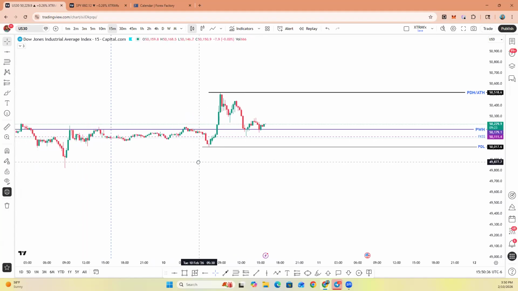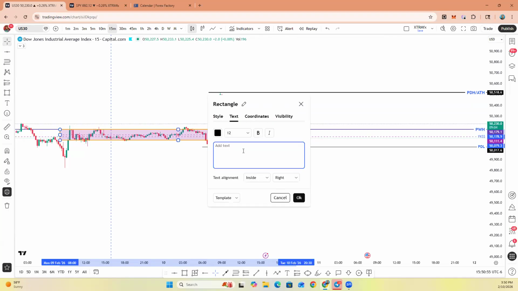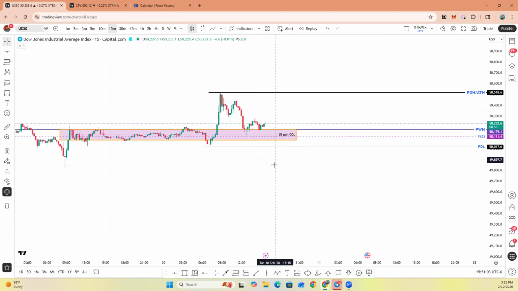What's my market structure? In this area here on this 15-minute, you can see there's a lot of sideways consolidation. So I might do some fun stuff, like what I call a little consolidation breakout box thing, and this just helps my eyes let me know there's some consolidation right there. I might even put a little note on this that says 15-minute consolidation. Got a 15-minute consolidation box right here.